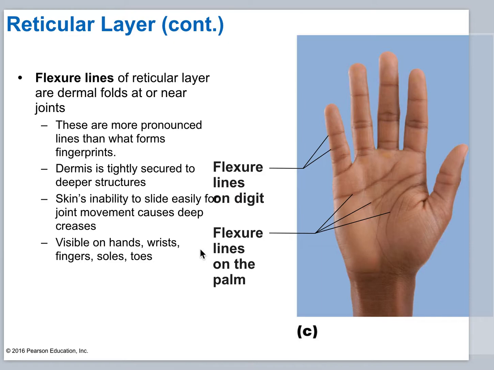Flexure lines in the reticular layer are at folds near the joints or near places of movement of the hand and fingers. See the flexure lines of the digits and flexure lines of the hands on the palm. This is from repetitive movement. It basically creates a crease in the skin. And that's the result of flexure lines.